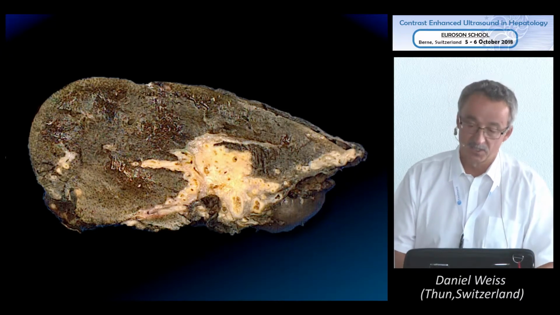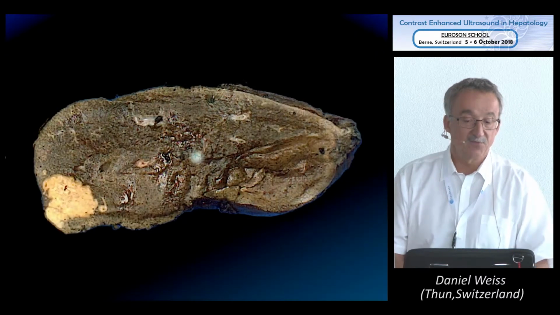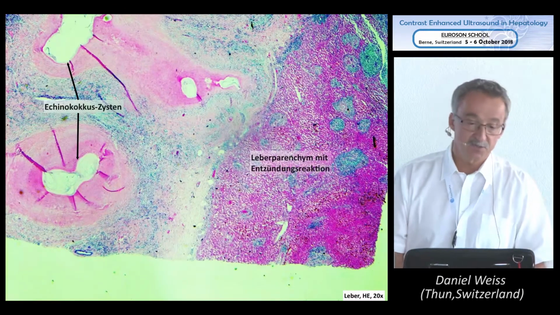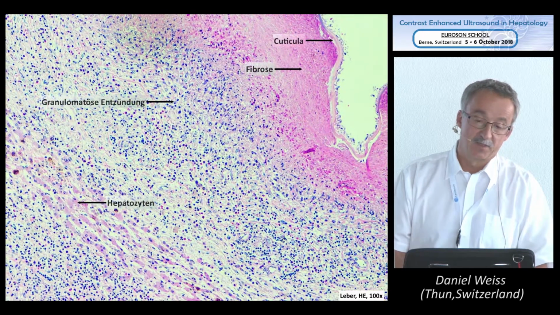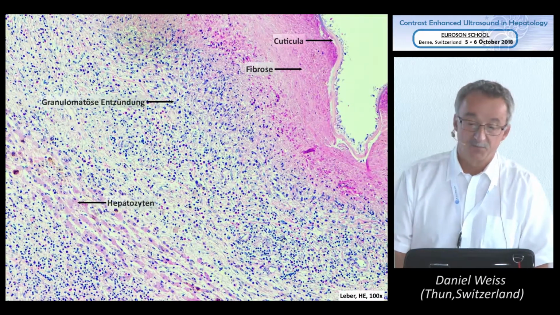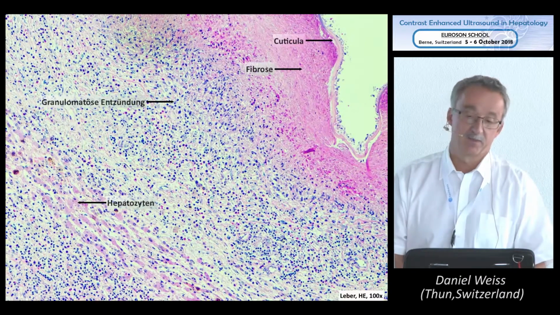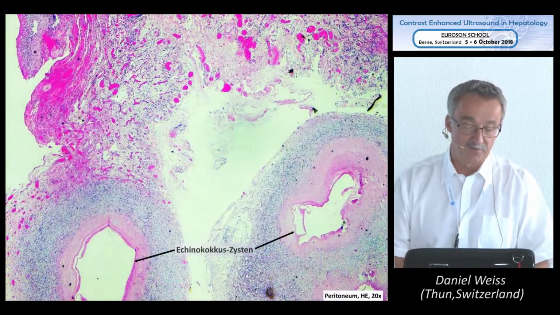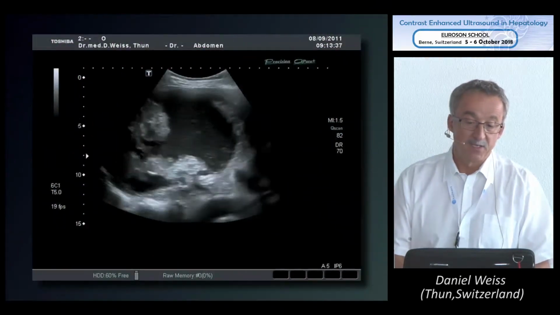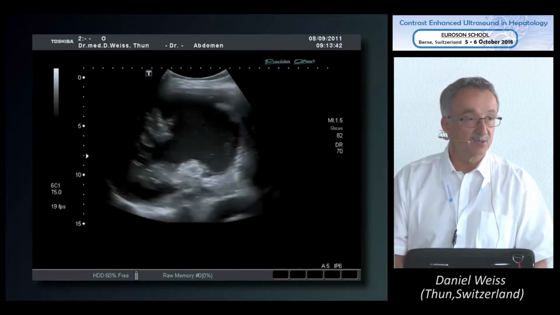Always do a serology, because it changes the procedure. And of course, you have the histologic picture of a typical echinococcosis. These are pictures from pathology Inselspital. Yes, wonderful, huh? With a cuticula, whatever you want. And this is another patient with an alveolar echinococcosis.